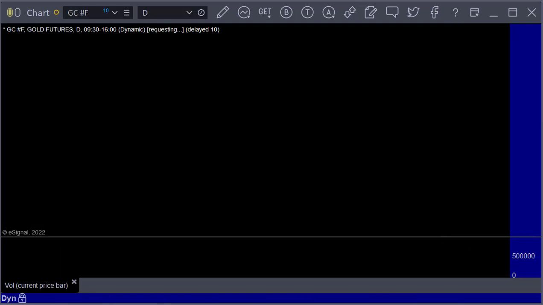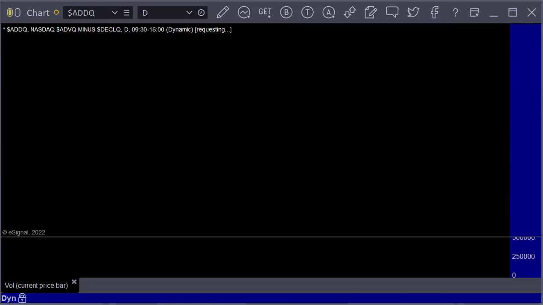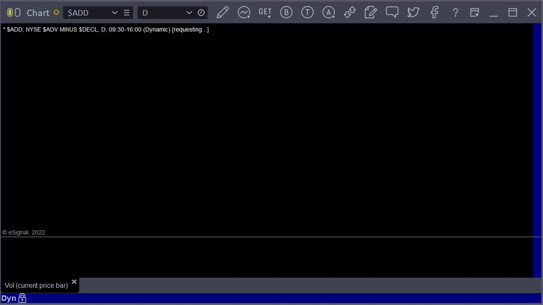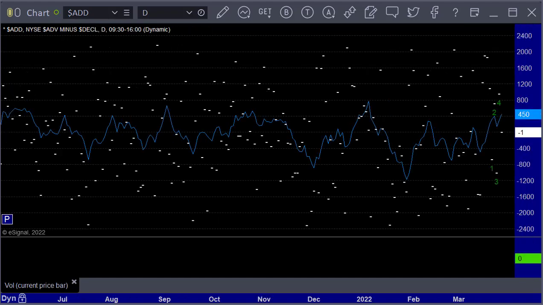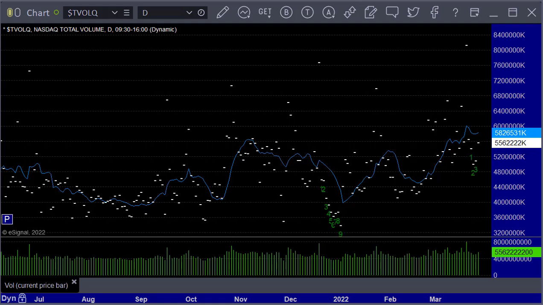Gold up to 1955, basically flat. Advanced decline ratio on the NASDAQ was negative 648, so it was definitely a little bit negative. And on the New York, negative 1, so there was one more stock down than up. Never seen that before. Kind of weird, basically every stock evenly split between up and down. NASDAQ volume was 5.5 billion shares on Friday.